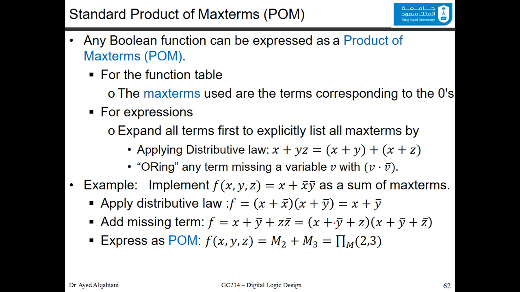How did we find it? Remember, we are doing it the opposite way. So this will be 0, and this will be 1, and this will be 0. This will be 1, 1, and 0. So this is 3. This here is 3. And here it's 2. So M capital 2 or M capital 3, and you do the product of the max term this way.